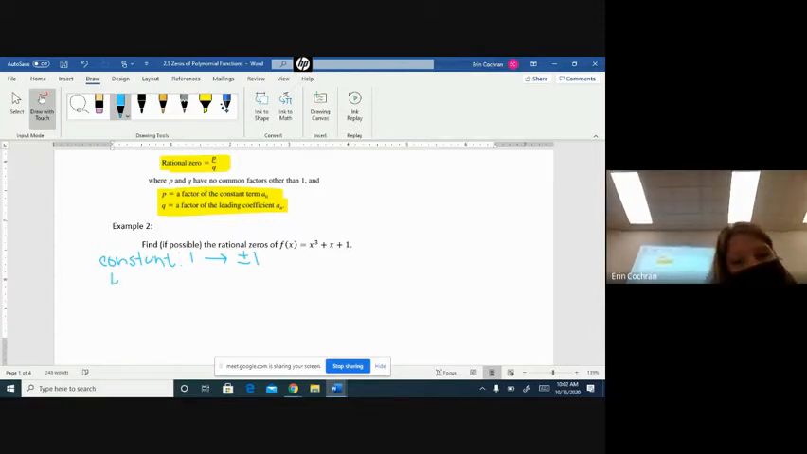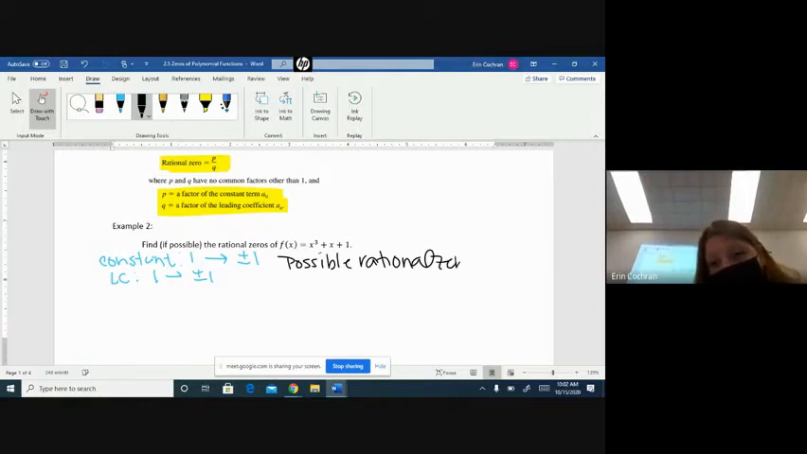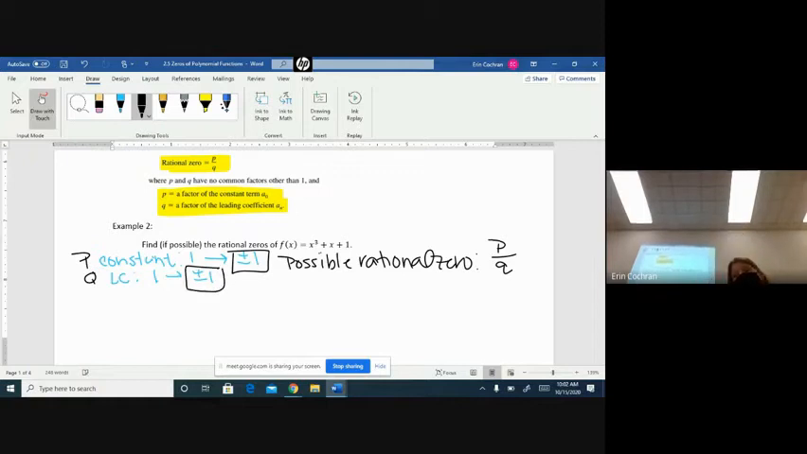What is my leading coefficient here? 1. So again, that would be plus or minus 1, the factors, correct? So now, my possible rational zeros, sorry, is P divided by Q, right? So my constant is my P, my leading coefficient is my Q. So I'm going to take my P's, which is just plus or minus 1, and divide it by my Q, which is what? Plus or minus 1. So my possible rational zeros is plus or minus 1.